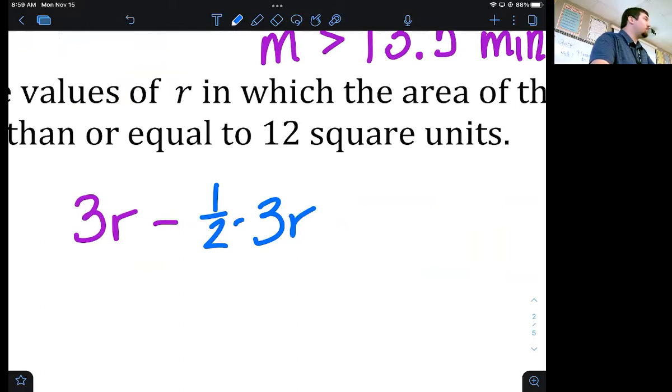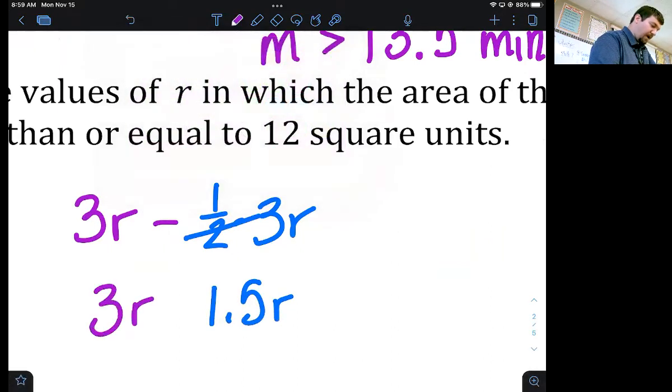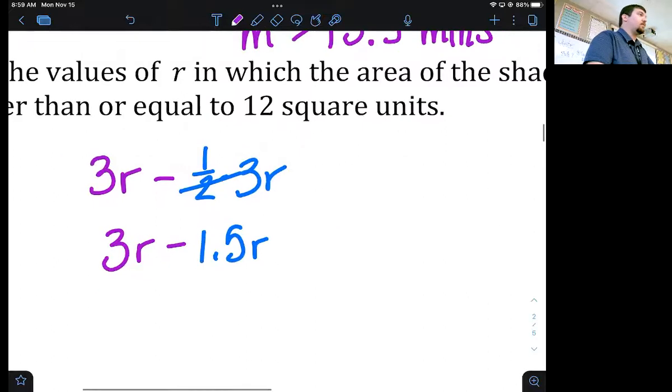What's half of 3? 1.5. So why don't we just call this 1.5r? So now I've got 3r minus 1.5r. And what's 3r minus 1.5r? What's 3 minus 1.5?